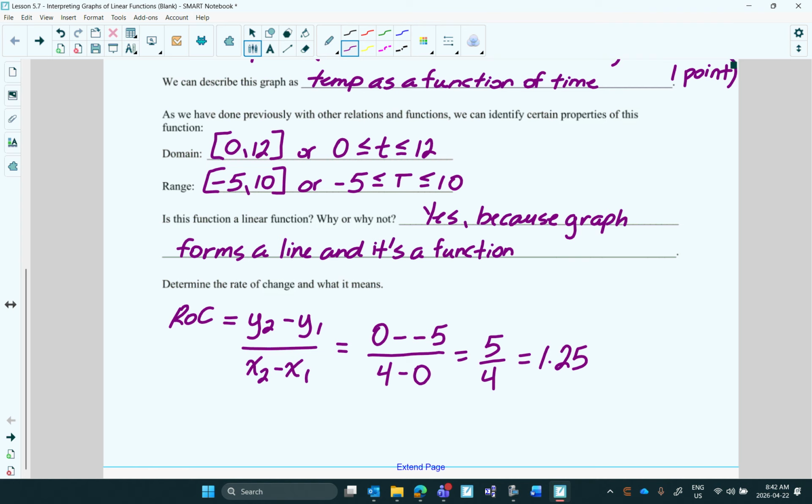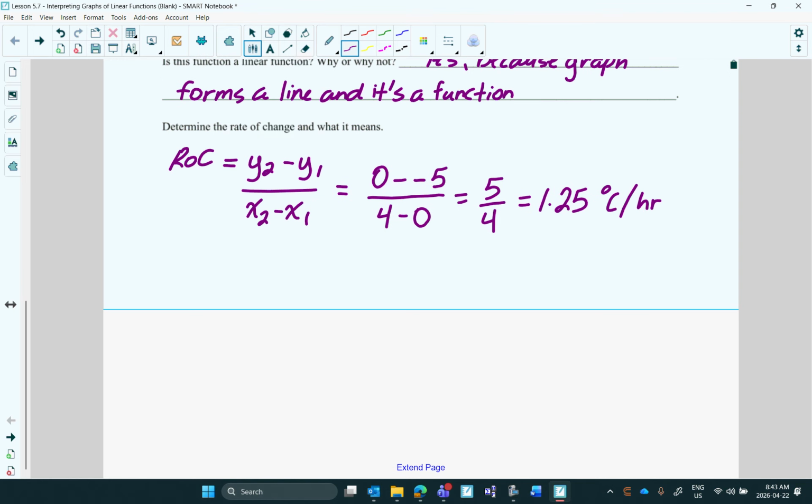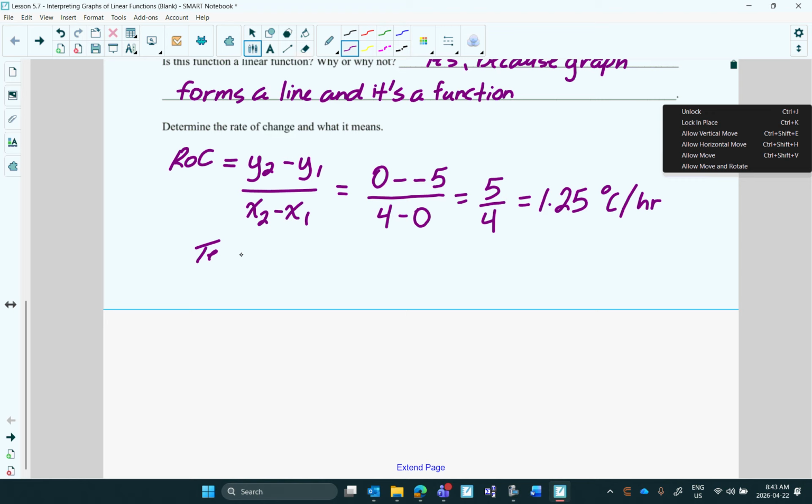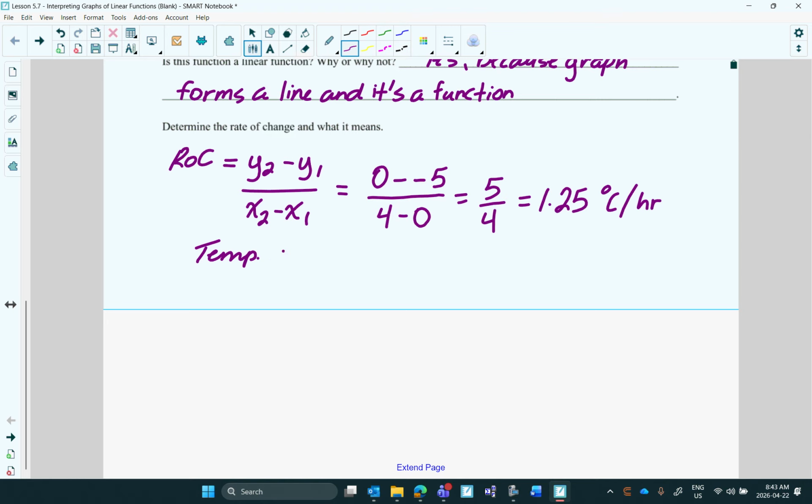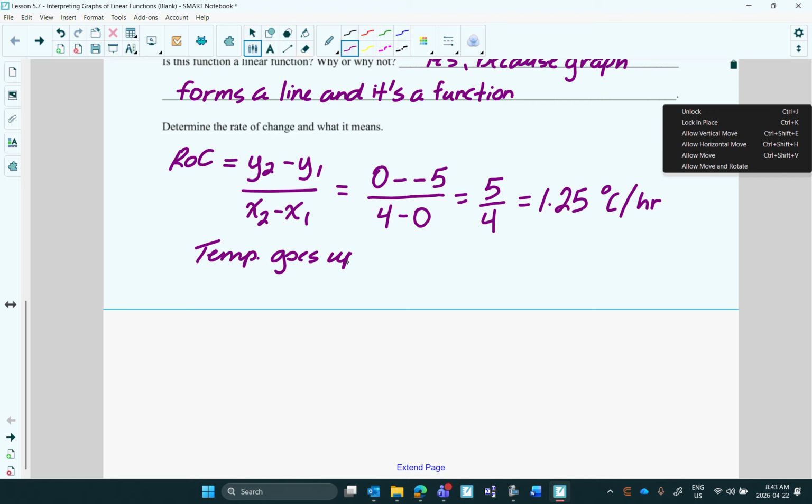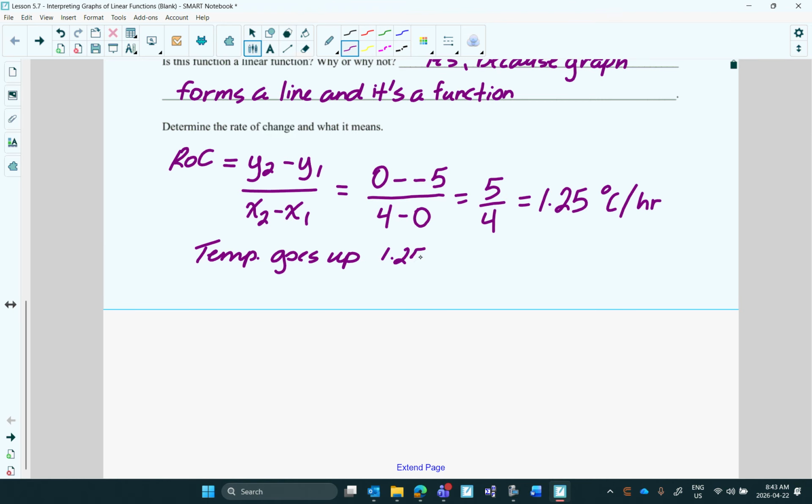What are the units? So this is degrees Celsius per hour. So what does it mean? The temperature goes up 1.25 degrees Celsius per hour. Okay.